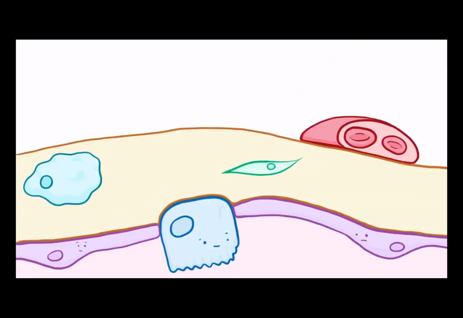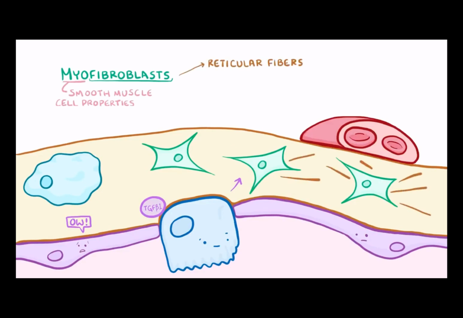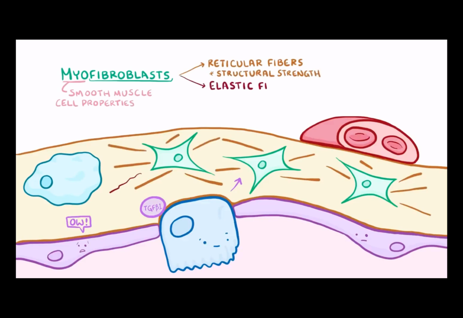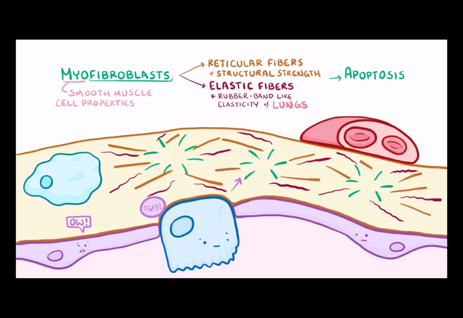When the alveolar lining is damaged, type 1 pneumocytes release transforming growth factor beta 1, which gets the type 2 pneumocytes to stimulate fibroblasts to proliferate and develop into myofibroblasts, which are fibroblasts with some smooth muscle cell properties. The myofibroblasts secrete reticular fibers, a type of collagen which provides structural strength, as well as elastic fibers, which provide the rubber band-like elasticity of the lungs. The myofibroblasts then undergo apoptosis, or programmed cell death.